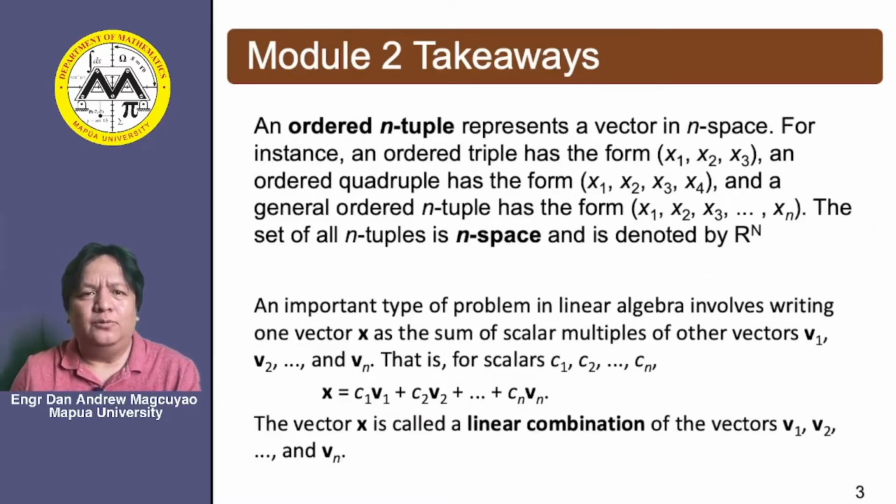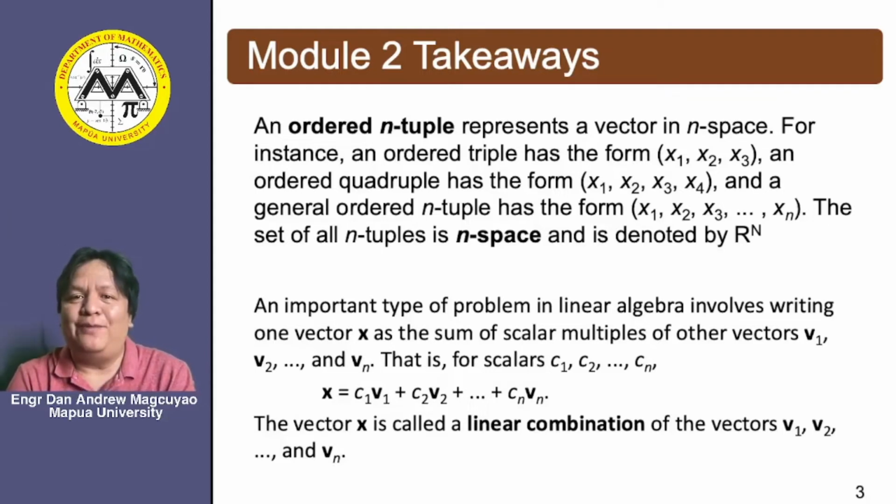Our takeaway would include an ordered n-tuple represents a vector in n-space. For instance, an ordered triple has the form x sub 1, x sub 2, x sub 3. An ordered quadruple has the form x sub 1, x sub 2, x sub 3, x sub 4. And a general ordered n-tuple has the form x sub 1, x sub 2, x sub 3, up to x sub n. The set of all n-tuples is n-space and is denoted by R raised to n.